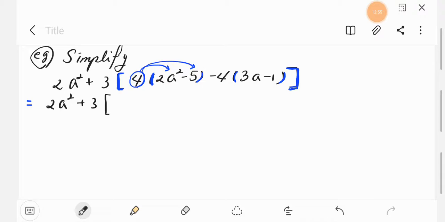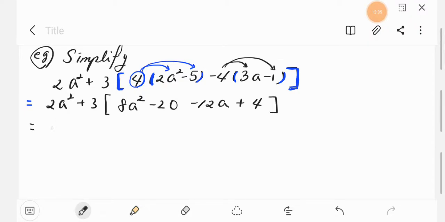Let's leave the bracket and then distribute so that we can get rid of this parenthesis. 4 times 2a squared is 8a squared, minus 4 times 5 is 20. And try this one also. 3a is multiplied by negative 4, and then negative 1 multiplied by negative 4. So negative 4 times 3a is negative 12a, and negative 4 times negative 1 is positive 4. Make sense?